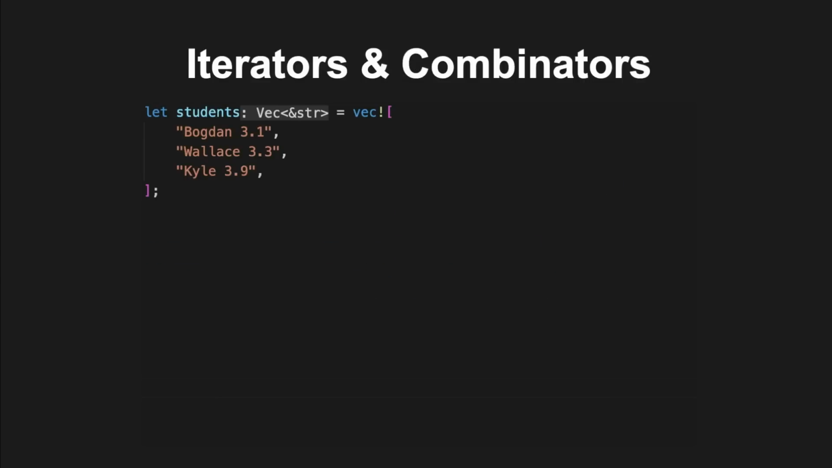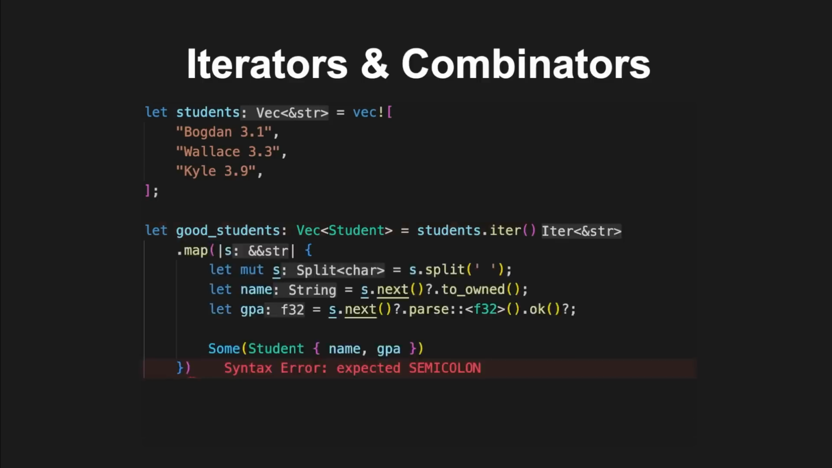Finally, in Rust you will see iterators and combinators used frequently. In this example, we have a vector of strings representing students and their grades. Let's say we want to convert these strings to student structs and filter out all students with a GPA below 3.5. First, we need to call the iter method to turn our vector into an iterator. Then we use the map combinator, which will call a closure on each value in the iterator.